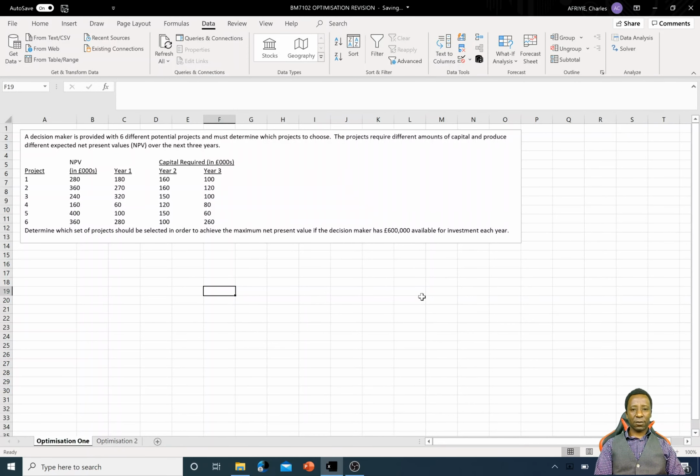So we've given ourselves this task here that would help us go through an optimization task. What we can see is we have someone needing to make some judgment or decision amongst 6 different projects. How do we go about making the right decisions in terms of maximizing the expected net present values for the next 3 years? So what are we talking about?